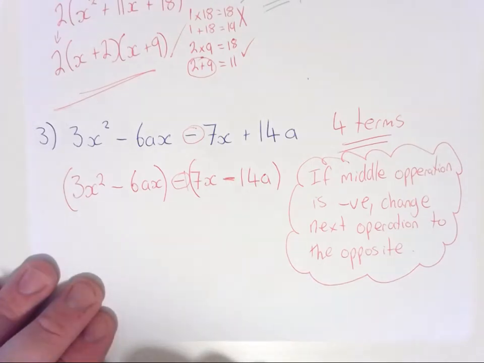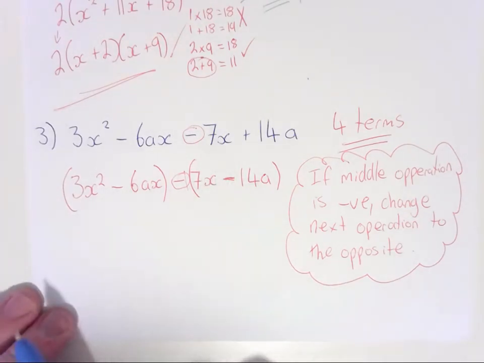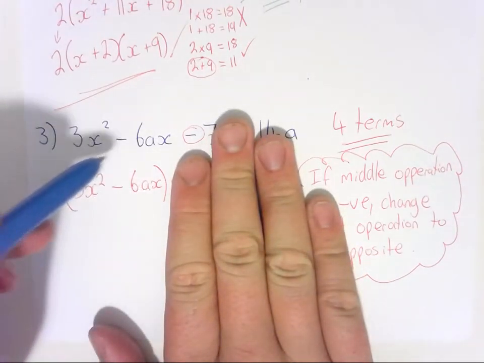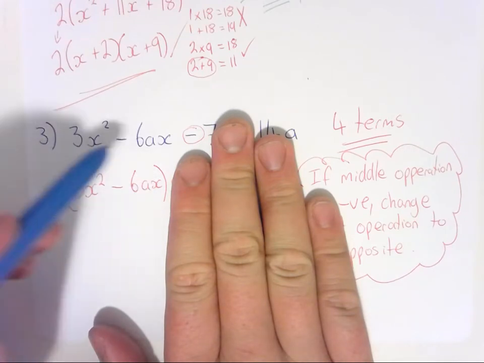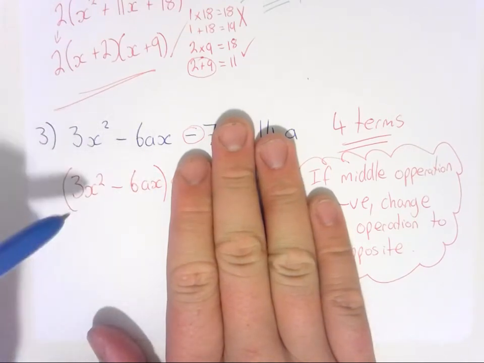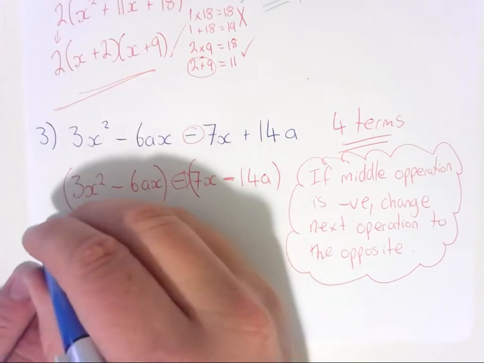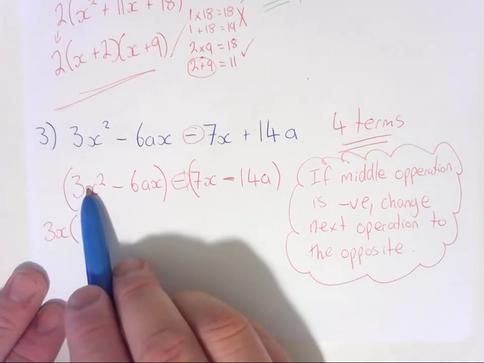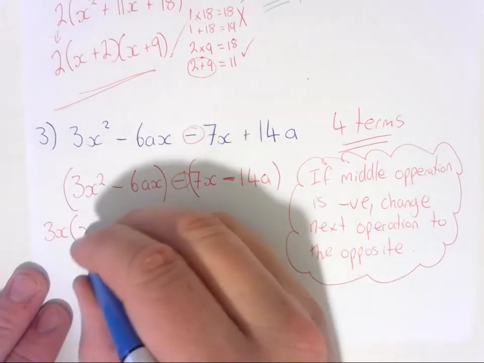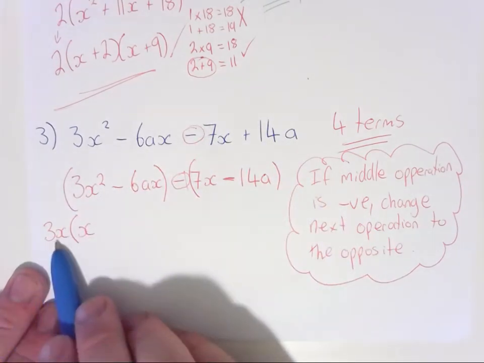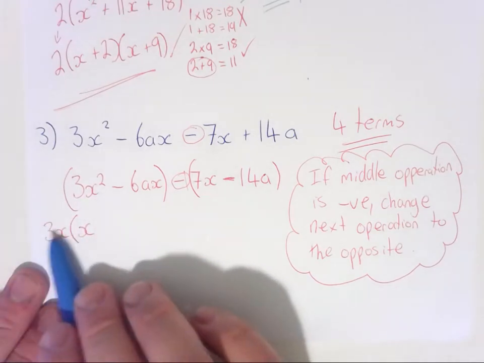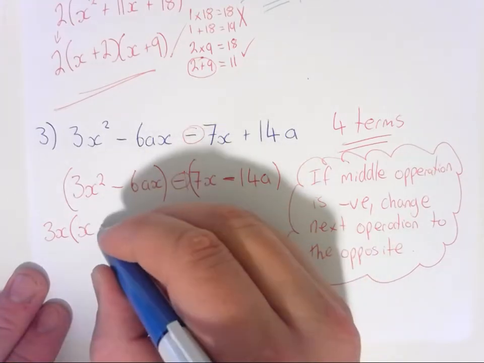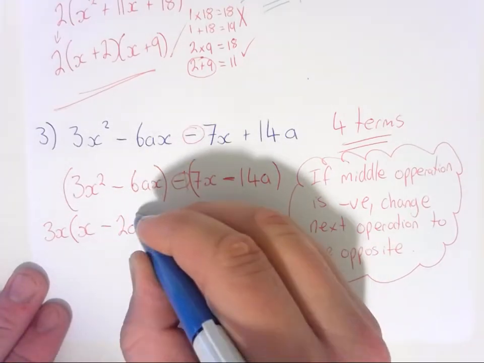Now we just look at these brackets separately. Cover up that bit. Is there a common factor between 3x squared and negative 6ax? Absolutely, 3x goes into both of these, so I factor it out. 3x times what gives me 3x squared? X, 3x times x is 3x squared. 3x times what gives me negative 6ax? Well, that's just going to be negative 2a.